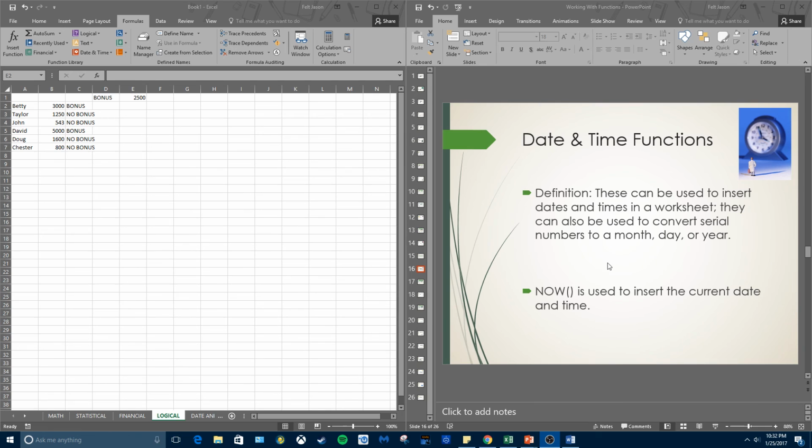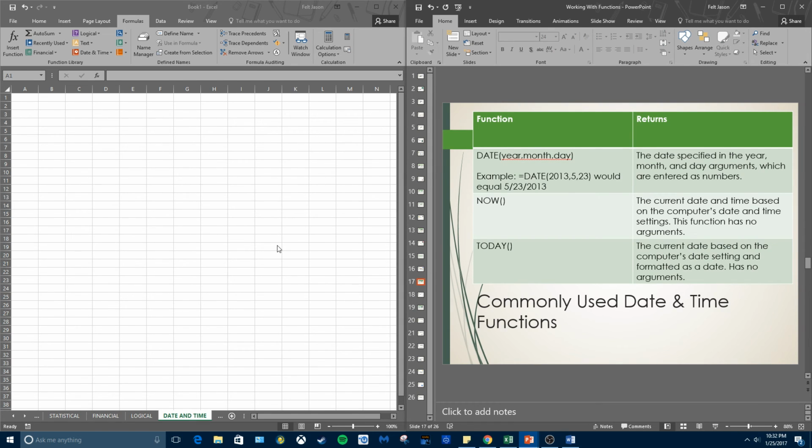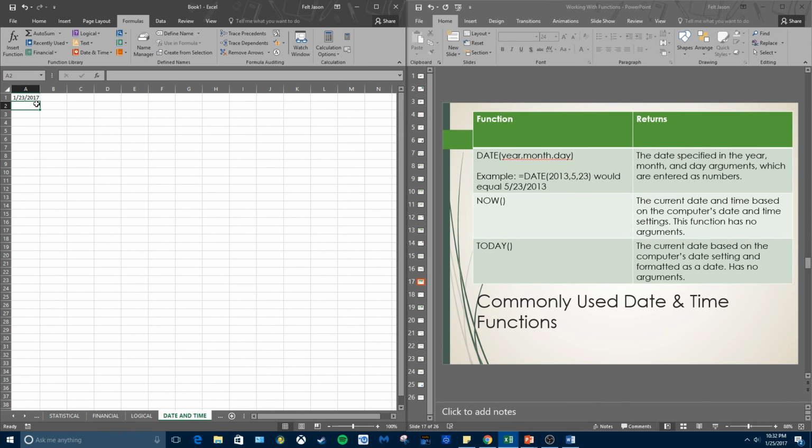Okay. Date and time, this is really easy. This is just to convert your date and time or put it in a worksheet. The date has year, month, and day. You can set it up in different ways, which is really unnecessary. We can say 2017, 1/23, and it'll come to 1/23/2017. You could just enter that in.